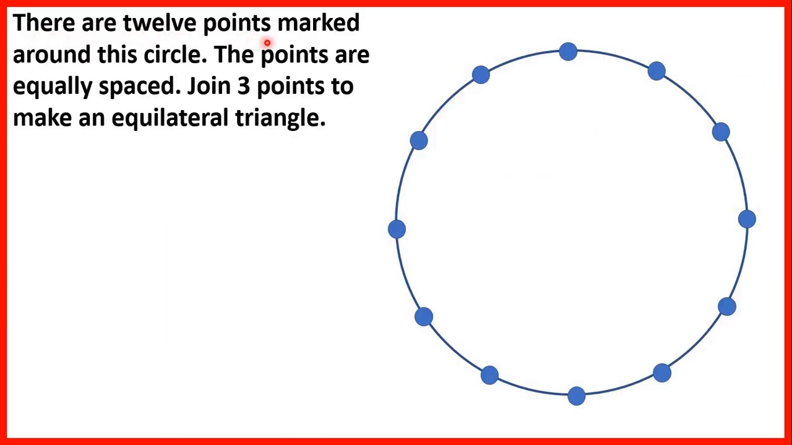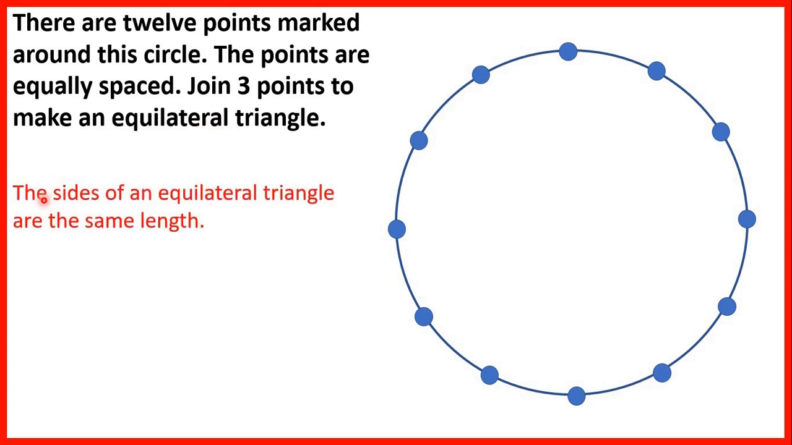There are 12 points marked around this circle. The points are equally spaced. Join 3 points to make an equilateral triangle. So the word equilateral is important because the sides of an equilateral triangle are all the same length.